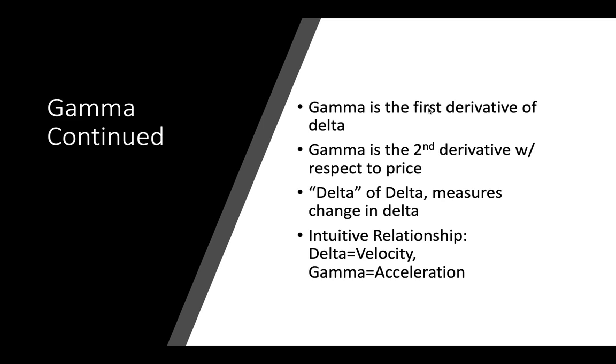And gamma is the first derivative of delta. So if you take the derivative of delta, you get gamma. Gamma is the delta of delta, so it measures the change in delta. Then I'm going to go into an intuitive relationship in a little bit: you can think of delta as velocity and gamma as acceleration. So let's go to the next slide.